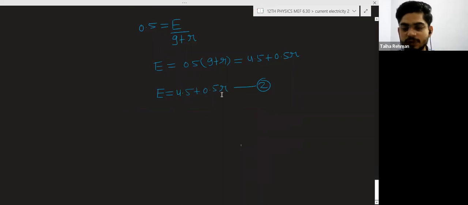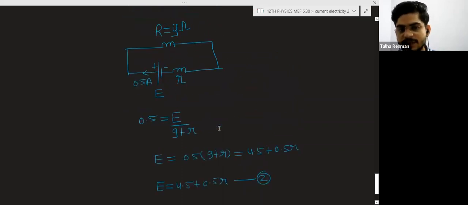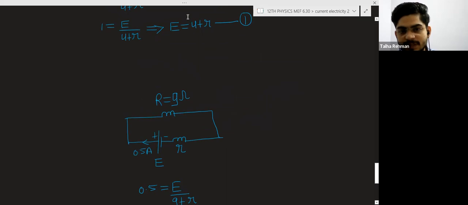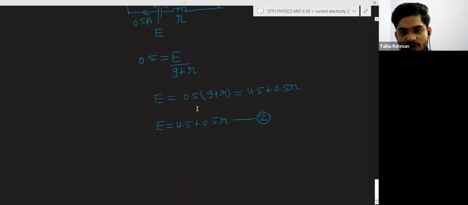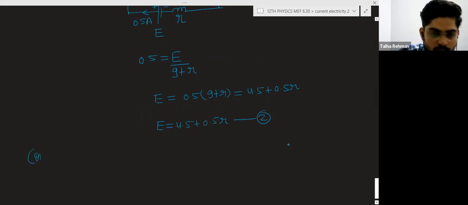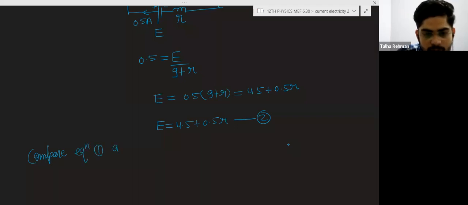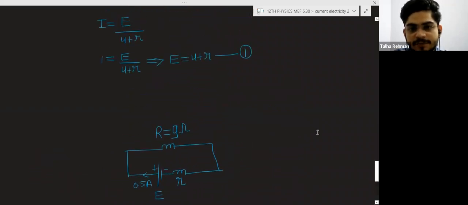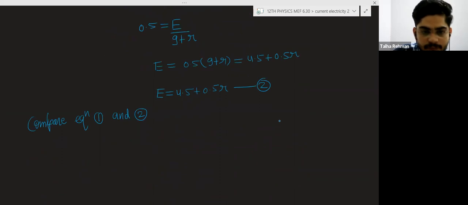When you compare both equations, if E is equal to this and E is equal to this, this means that this is equal to this. So when you compare equation 1 and 2, you will get 4 plus R is equal to 4.5 plus 0.5 R.